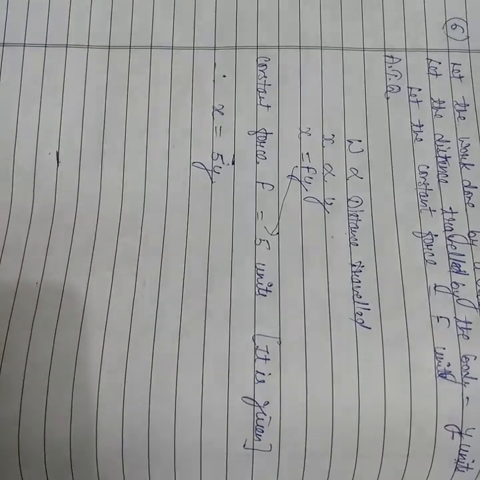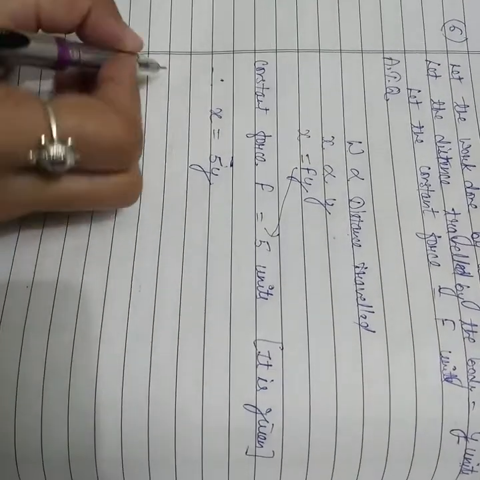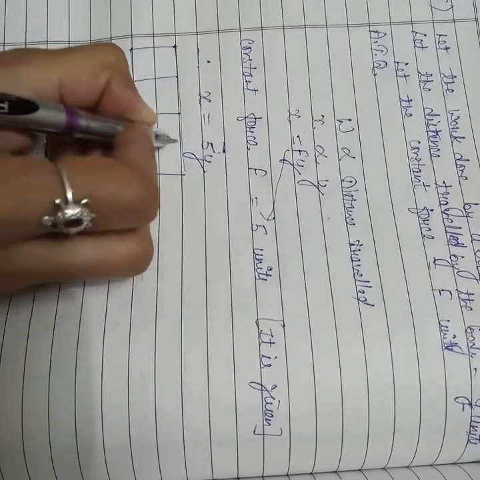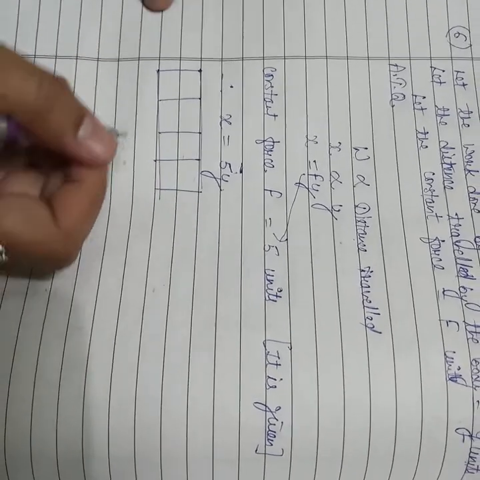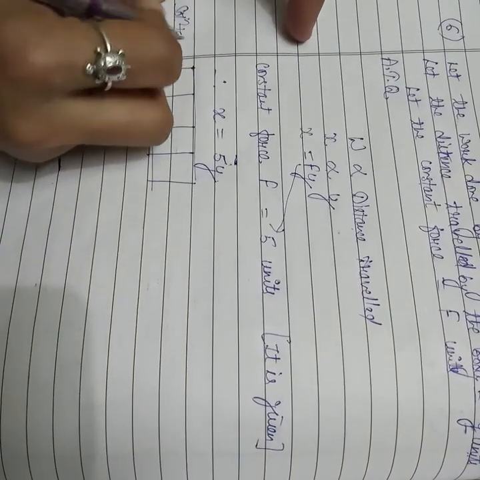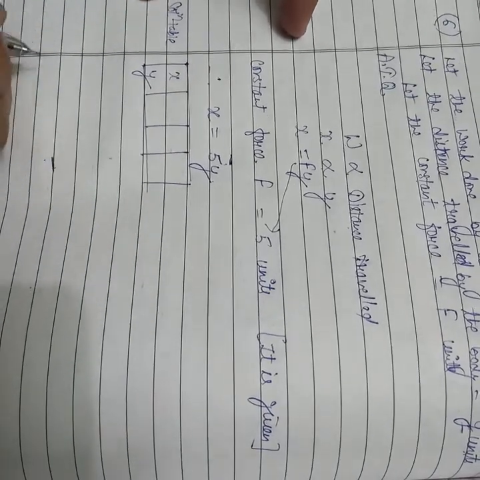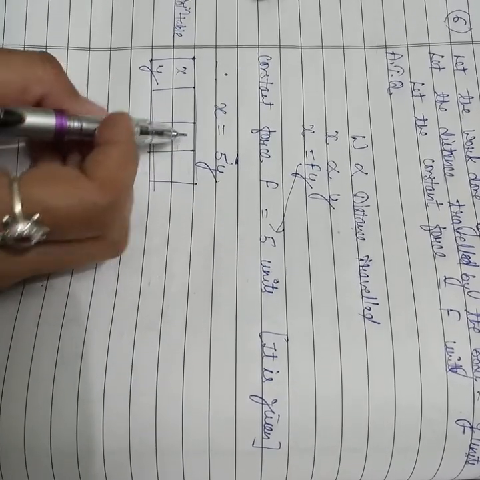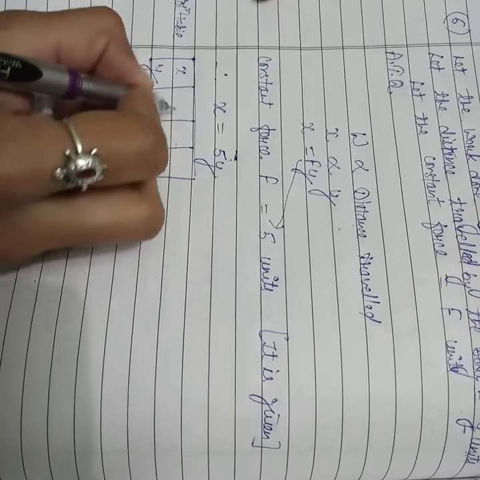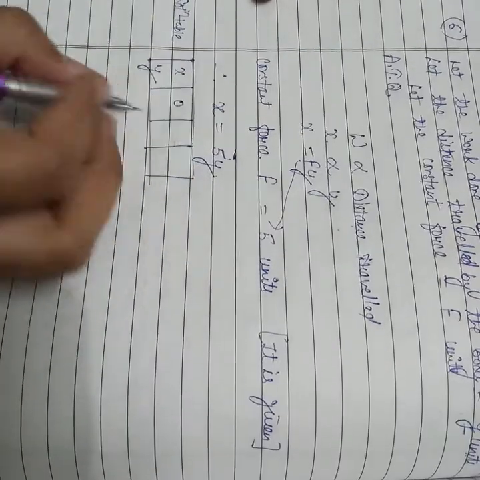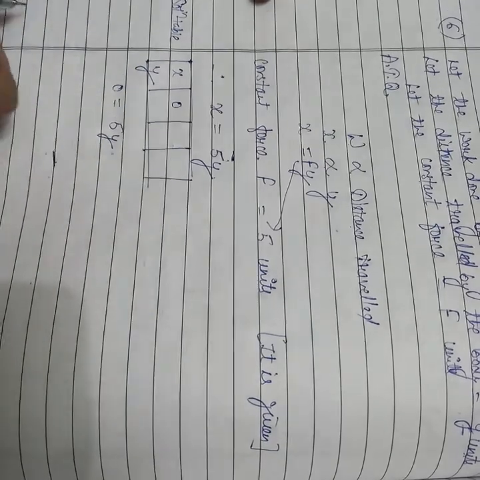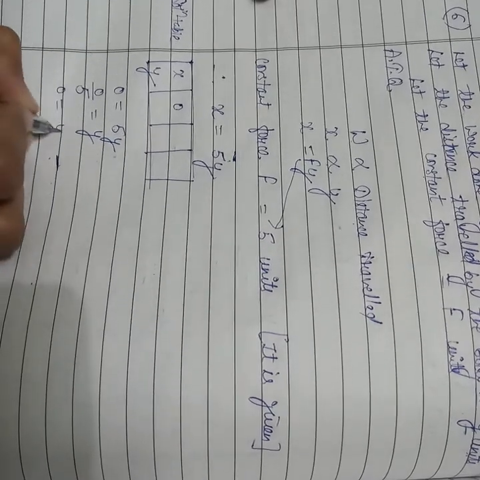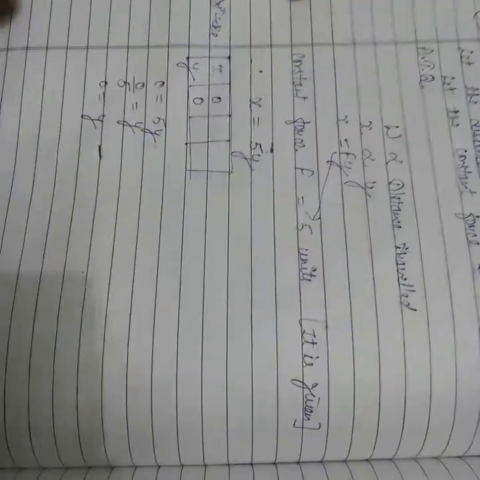For making a graph, we always make a solution table first. For the solution table, we check 2 or 3 values. This is x, this is y. You can consider any value, as in the previous video where we learned how to make the solution table. First let x equal 0. When x equals 0, 0 equals 5y, now 0 divided by 5 equals y, so y equals 0. When x is 0, then y equals 0.